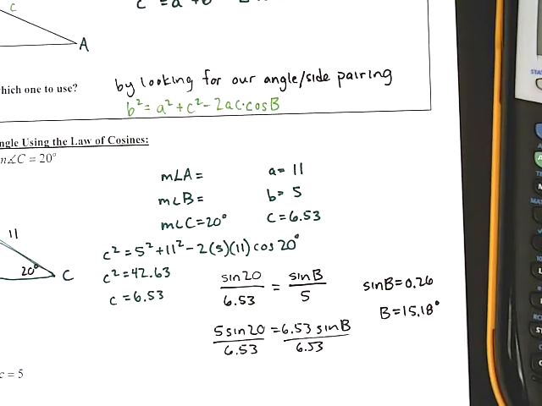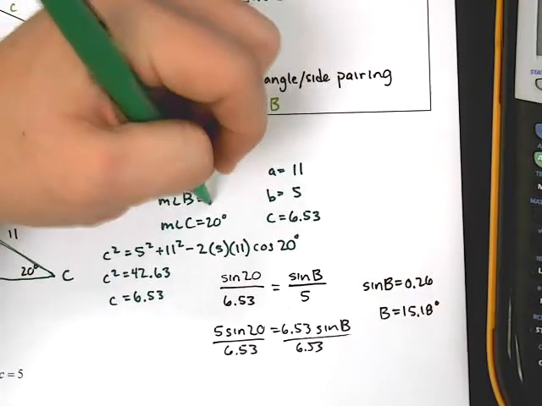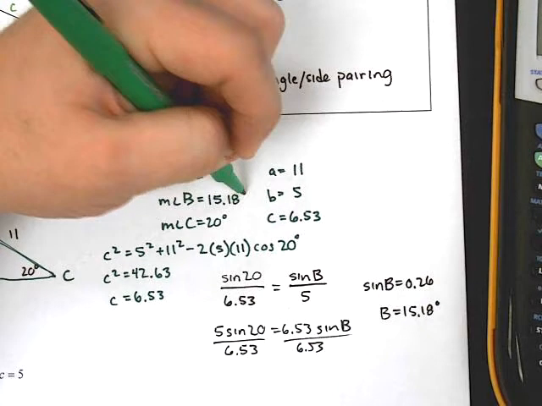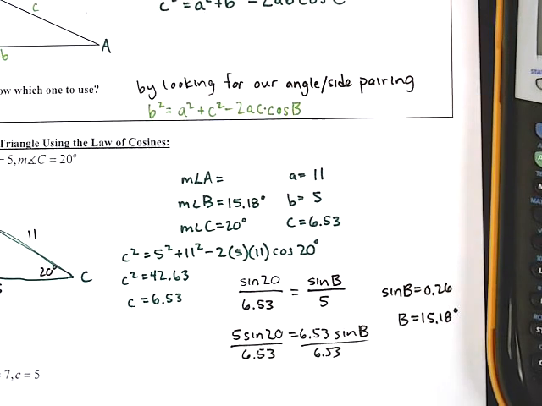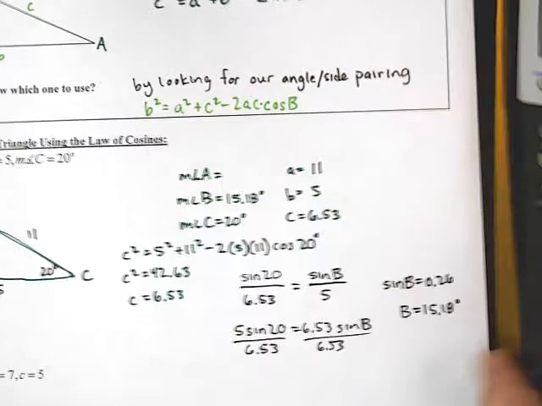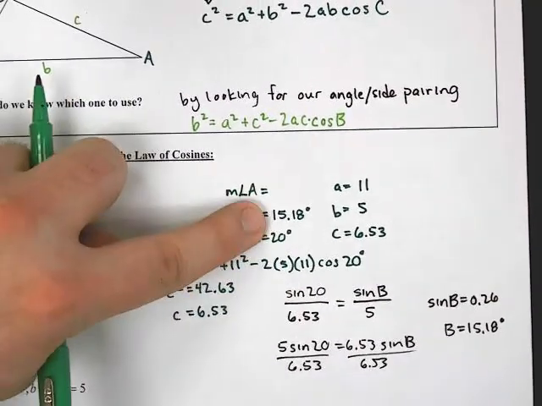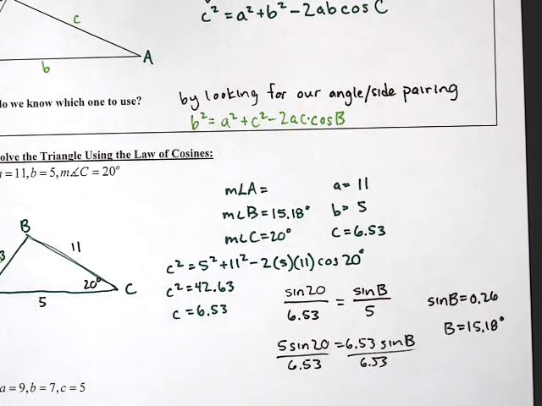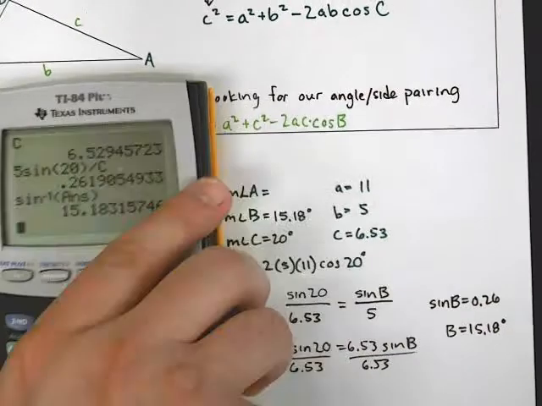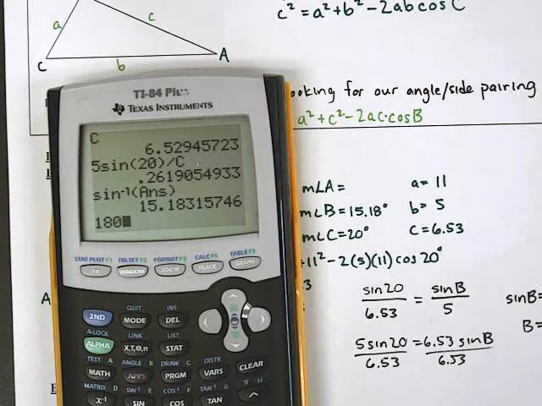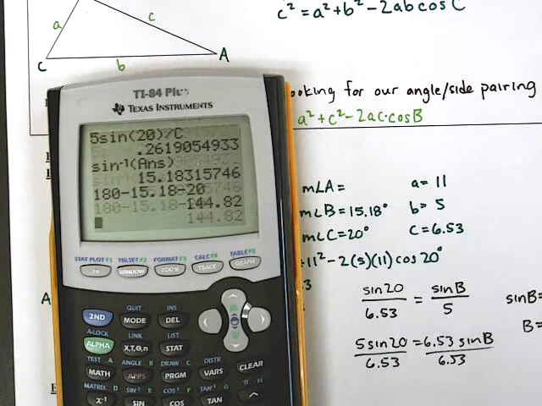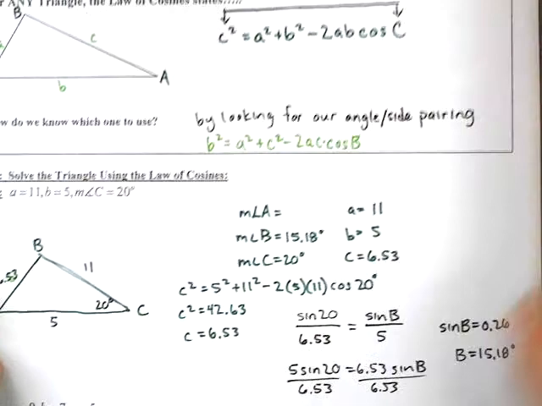Alright, so I can write that in. And then what can we do? Do we have to do any more crazy calculations, or can we just say that if we have two angles of a triangle, we can always get the third? So we would do 180 minus 15.18 minus 20, and we get 144.82.